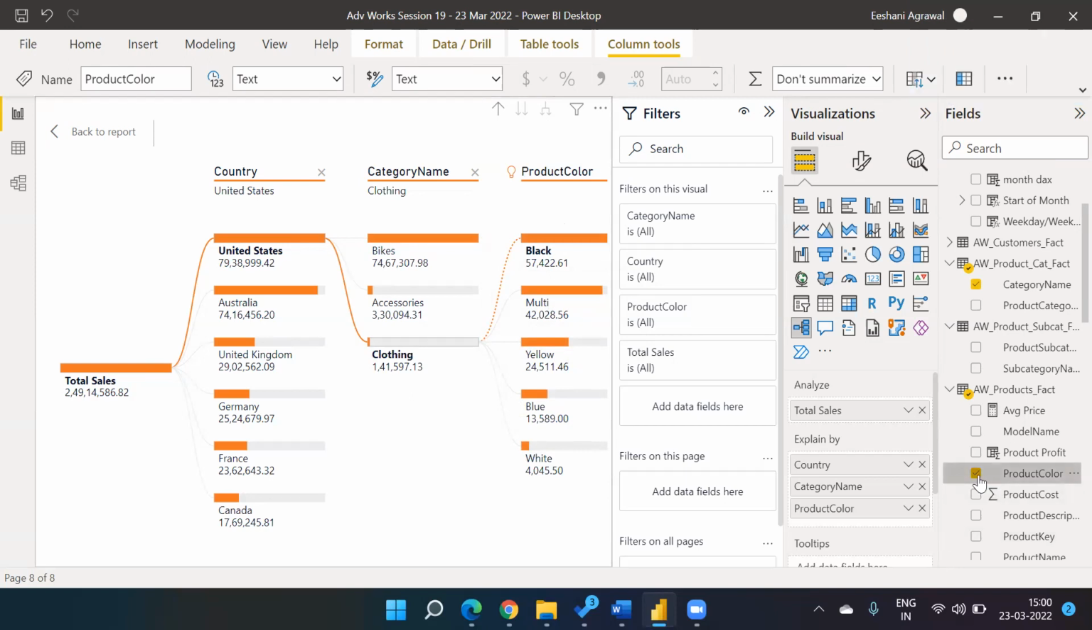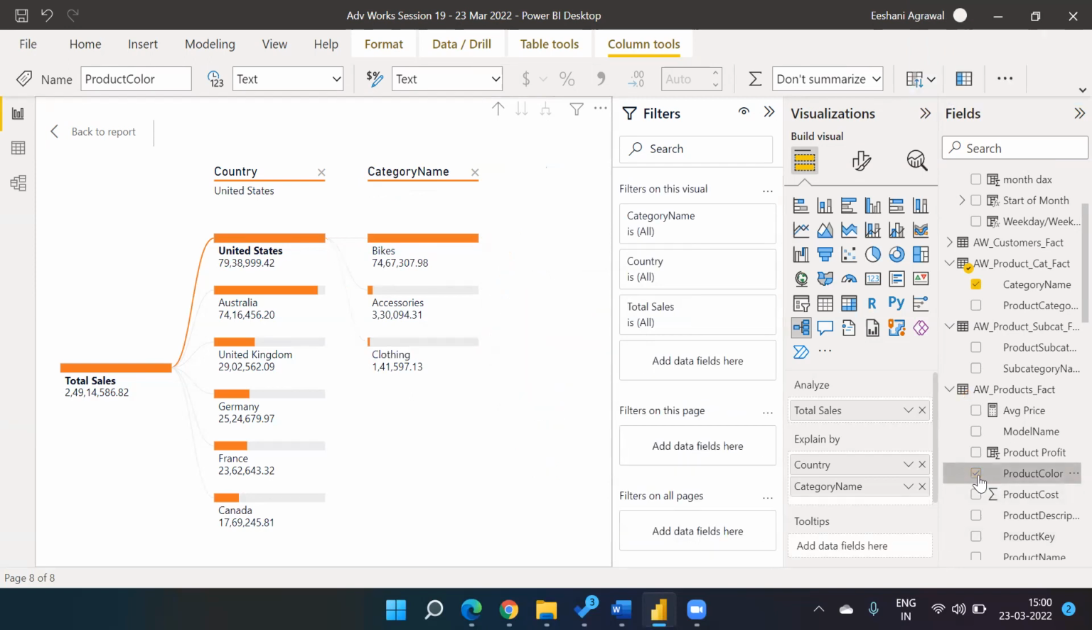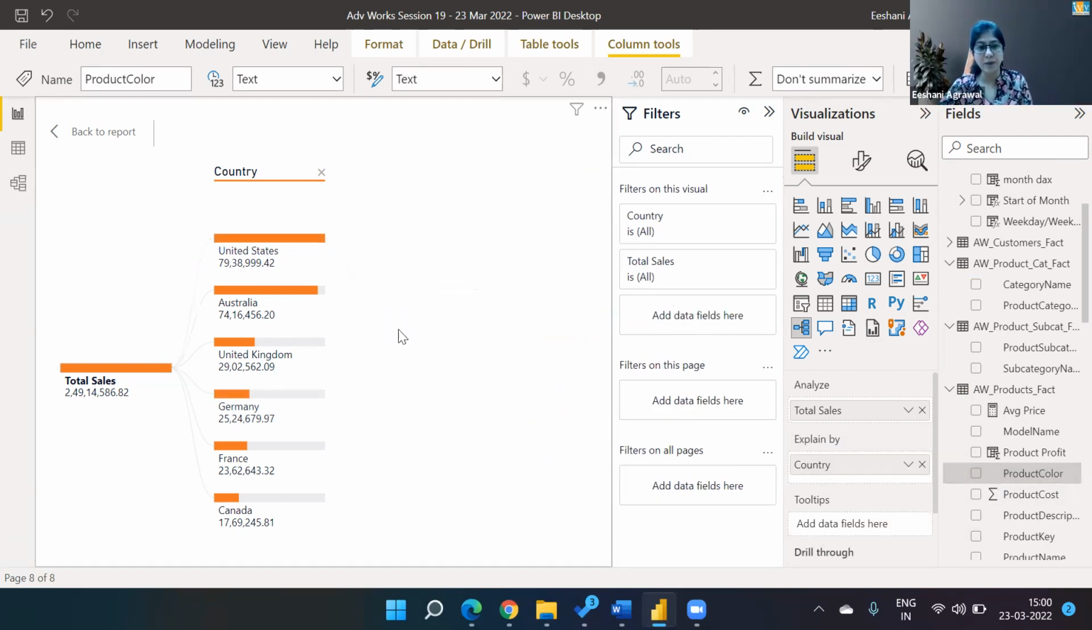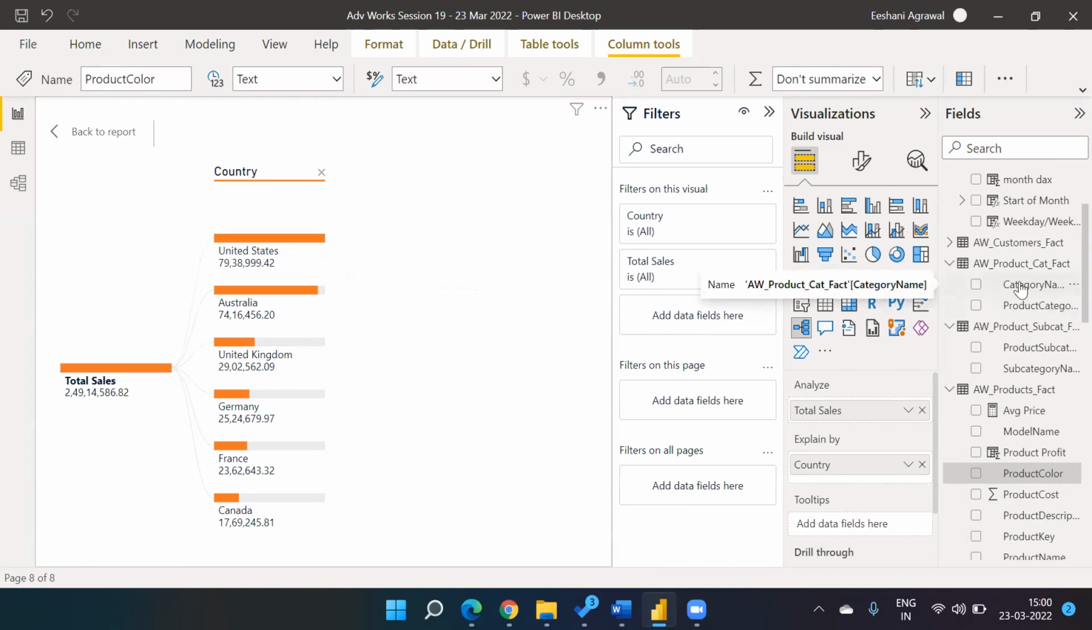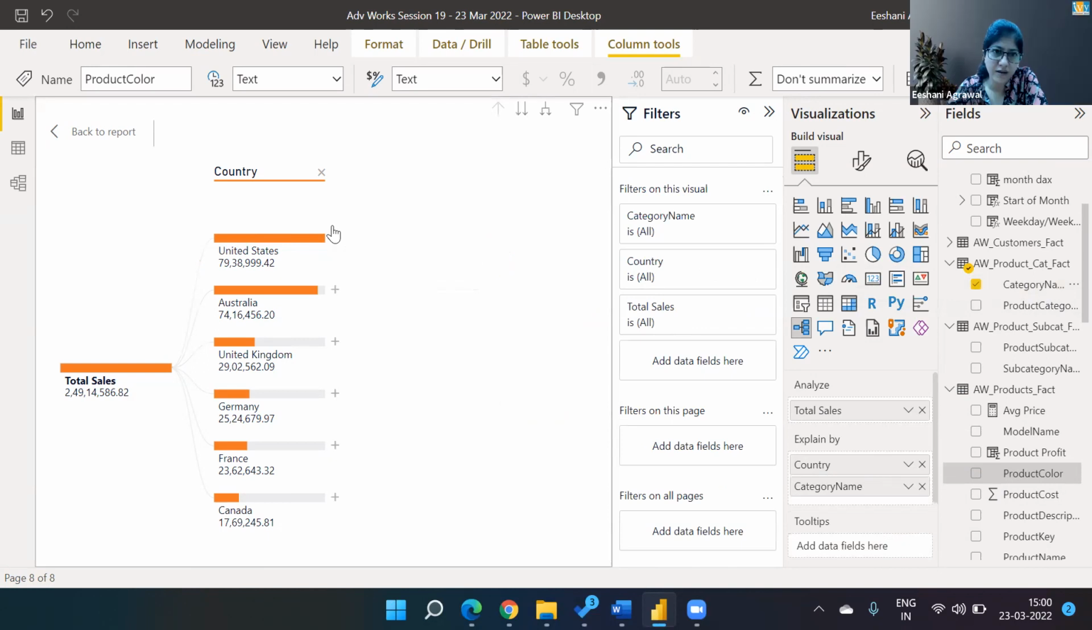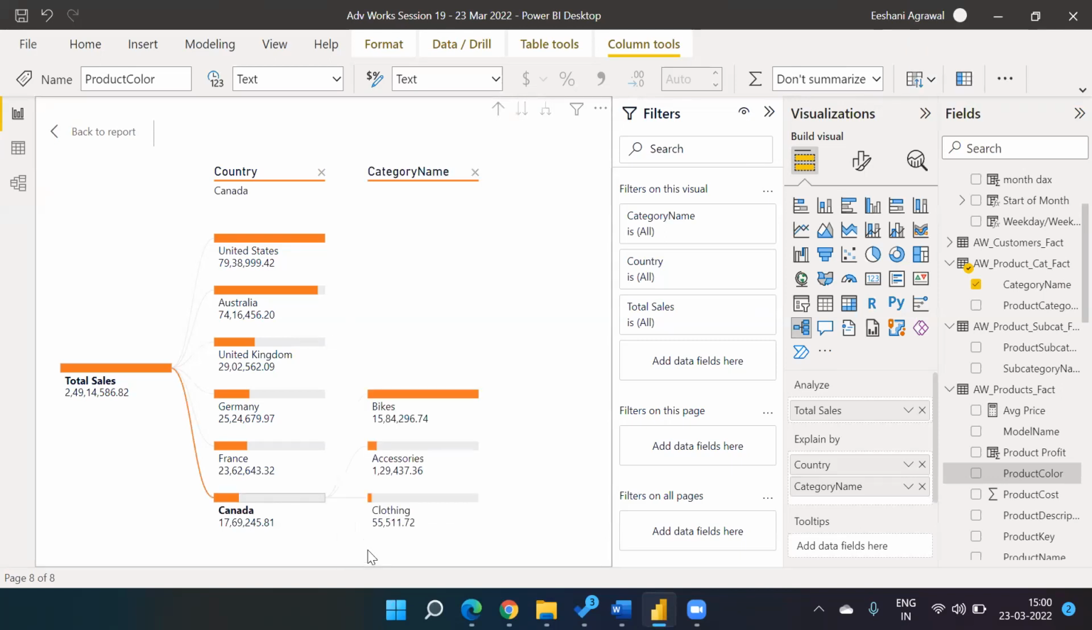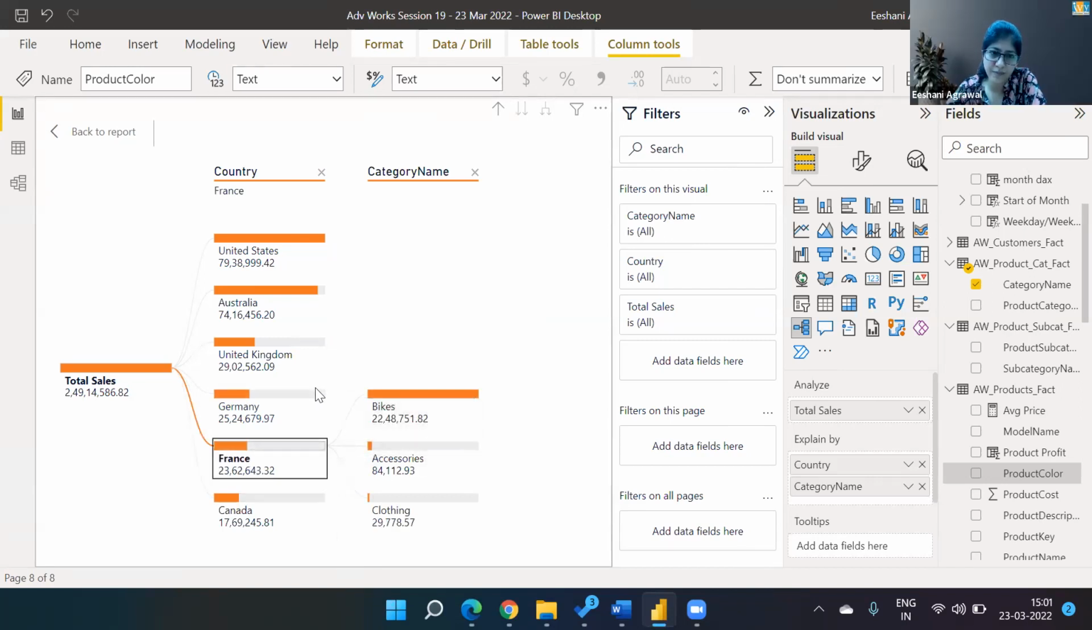But in one visual you have shown both country and category. If I don't have the category name in "Explain by", how will I have it? You have added that. Okay, then you click on the plus sign. When you have it over here, there's a plus sign that appears in front, right? Once you click on it, it will expand. Similarly for others also. Got it. Correct? Thank you. Yes, you're welcome.